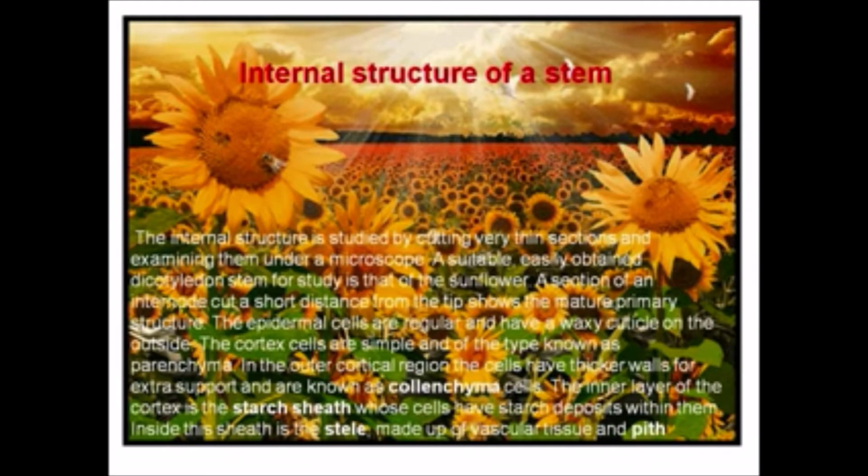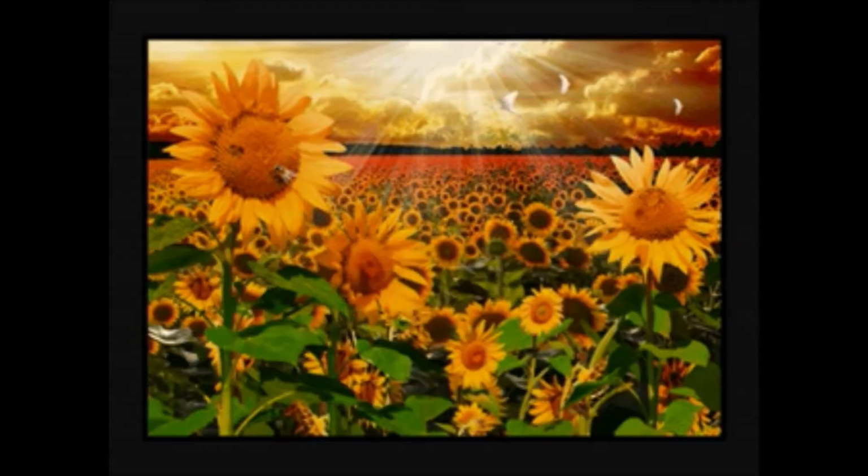The internal structure is studied by cutting very thin sections and examining them under a microscope. A suitable, easily obtained dicotyledon stem for study is that of a sunflower. A section of an internode cut a short distance from the tip shows the mature primary structure. The epidermal cells are regular and have a waxy cuticle on the outside.